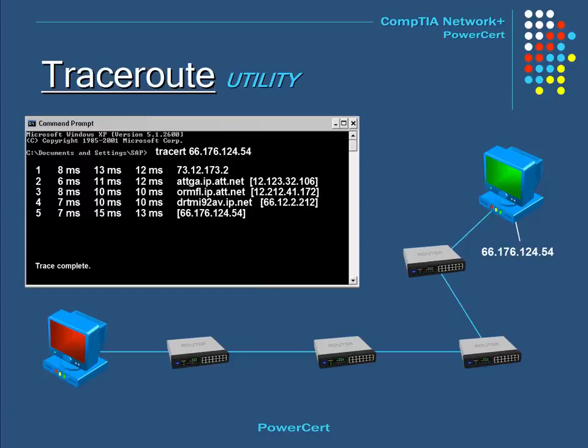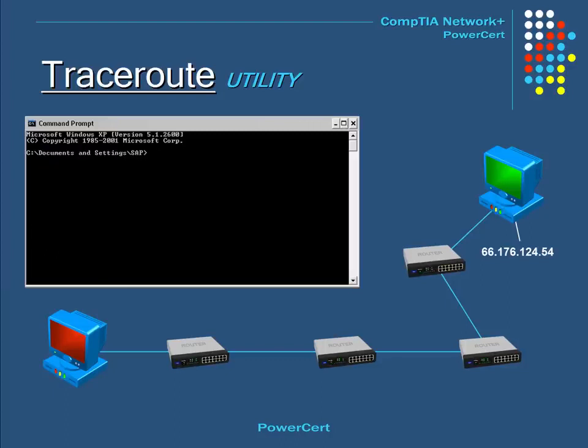So the tracert utility is a great tool that can be used to pinpoint where a problem lies on a network if a data packet cannot reach the destination. So for example, if we try to ping a destination and the ping command failed, we can use the tracert utility to find out where the data packet is failing along its path.